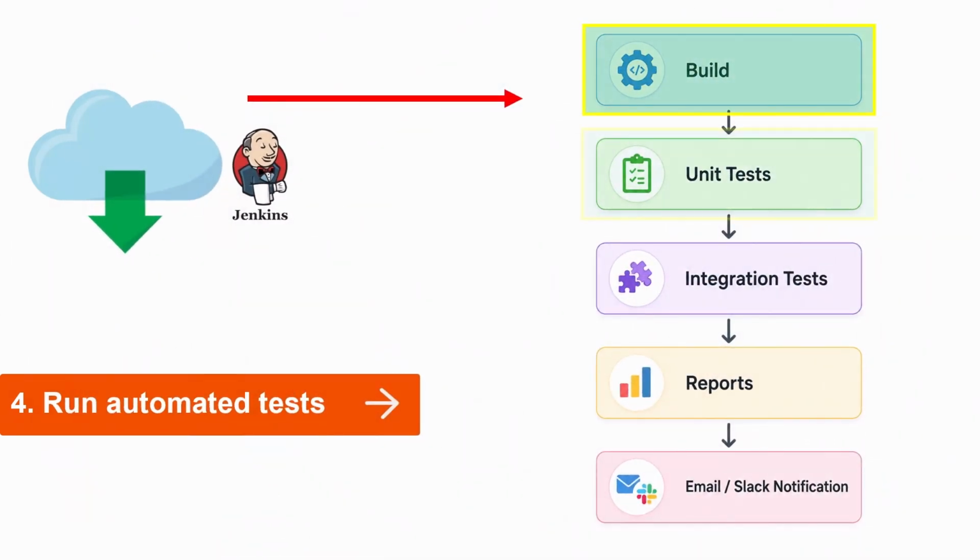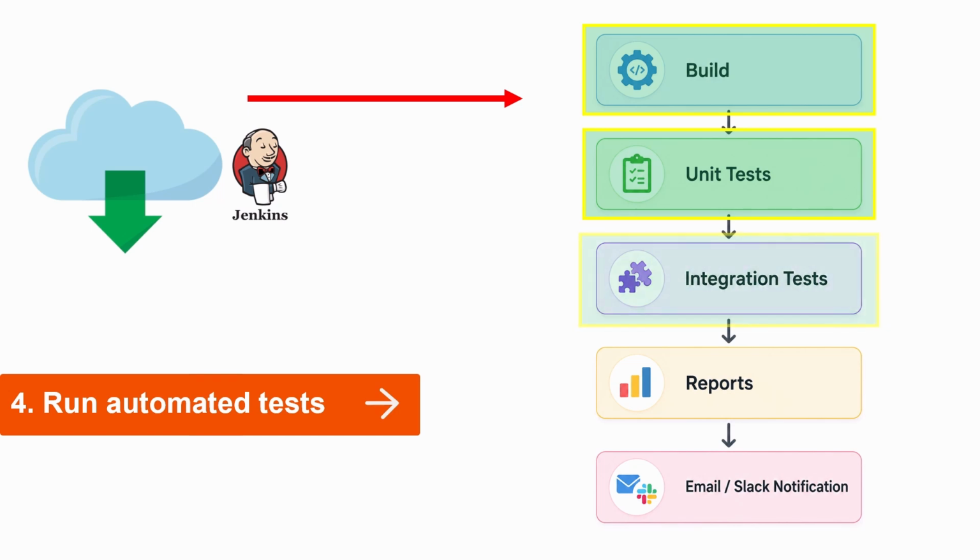The first type of testing usually performed is unit testing. Unit tests verify individual pieces of code independently. For example, imagine our payment module contains a function that calculates the delivery charges. A unit test checks whether the calculation produces correct results under different conditions.